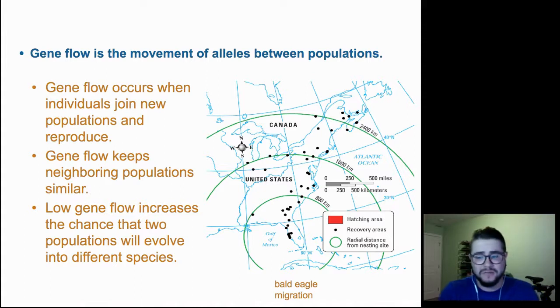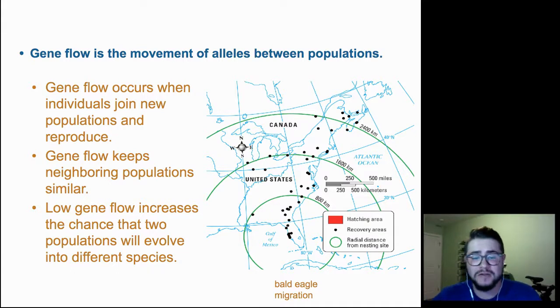The key thing is wherever they end up, they need to mate in that population and reproduce. So there can be a mixing or interspersing of the genes. High gene flow basically keeps neighboring populations similar, because if there is reproduction between those neighboring populations, that means they're sharing genes and they're not becoming isolated.